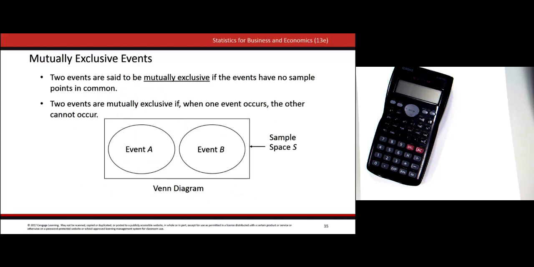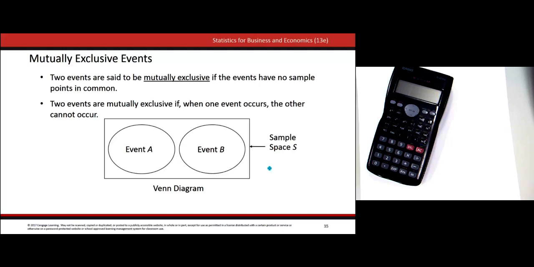What is mutually exclusive events? Two events are mutually exclusive if they have no sample points in common. They cannot happen at the same time. If one occurs, the other cannot occur. So no sample points in common. As you see from the Venn diagram, they don't intersect.